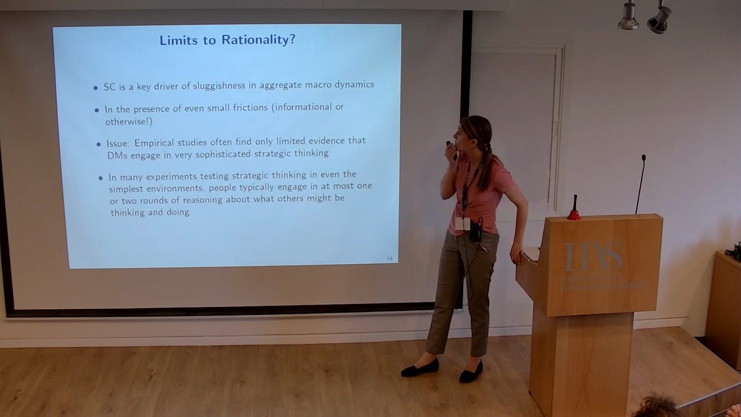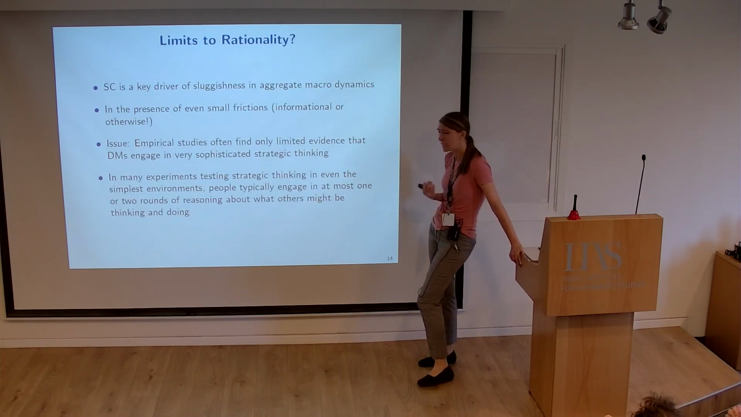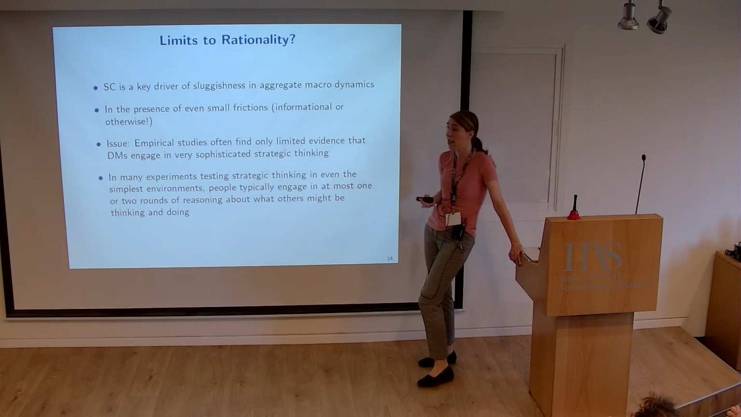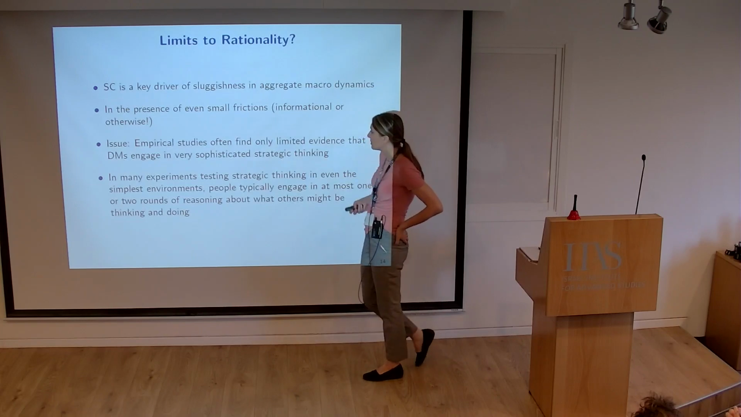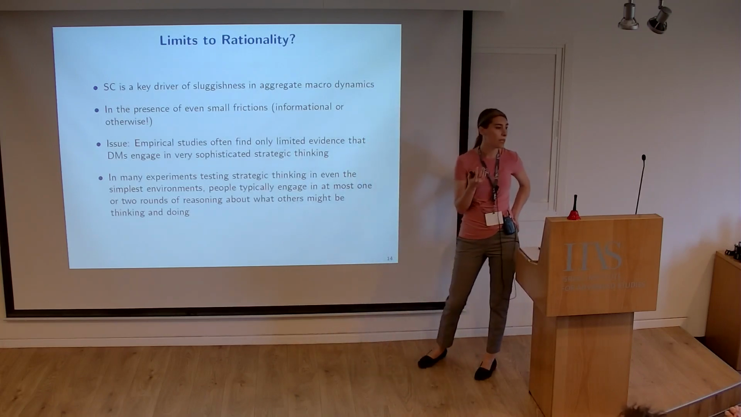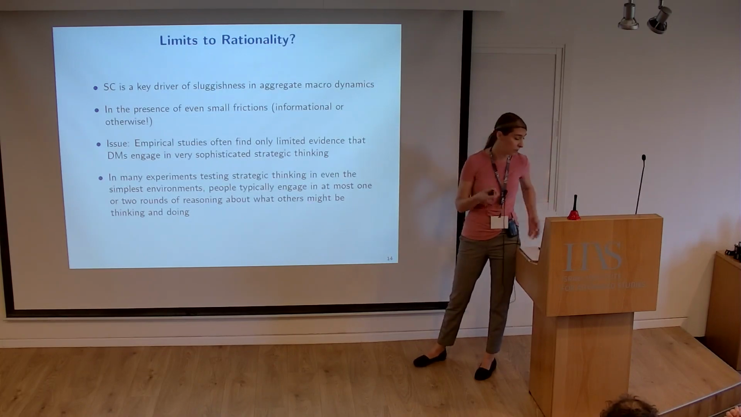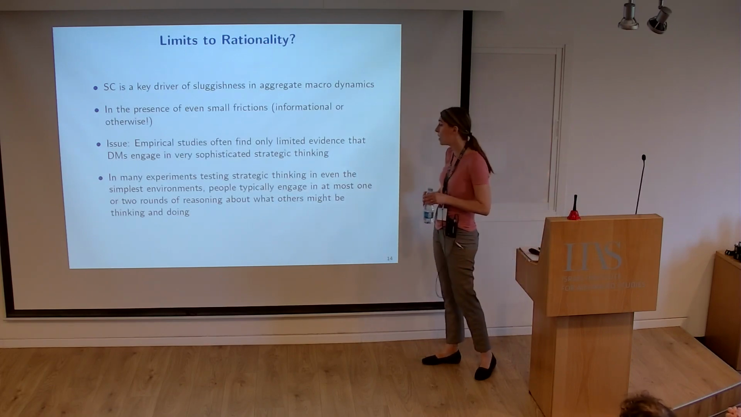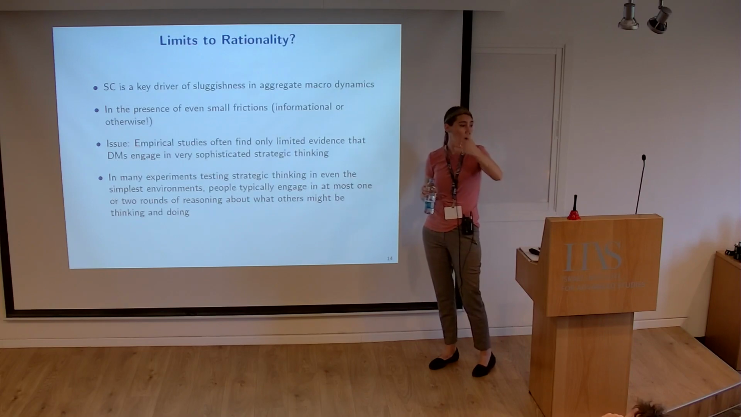Okay, good. So strategic complementarity is a key driver of sluggishness in aggregate macrodynamics in the presence of even small other frictions, right? They amplify other frictions, informational or otherwise, a lot. The issue, though, is that empirical studies often find only limited evidence that decision makers engage in really sophisticated strategic thinking, in really higher order reasoning, right? In many experiments testing strategic thinking, even in very simple basic environments, people typically engage in at most one or two rounds of reasoning about what others are doing and what others are thinking. Right?